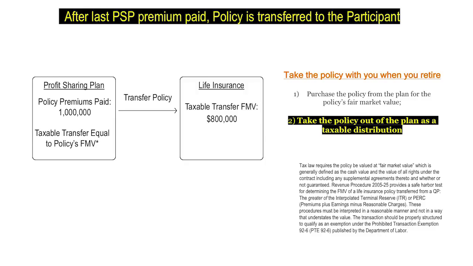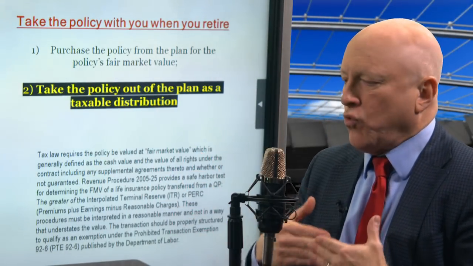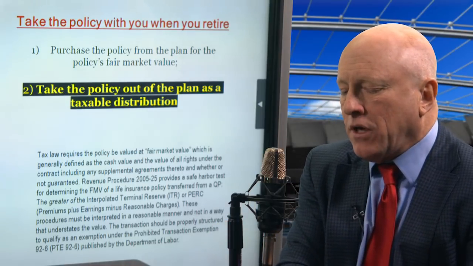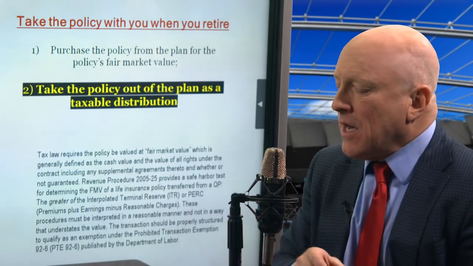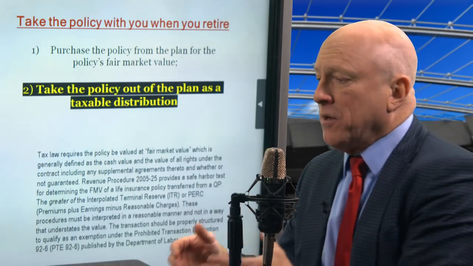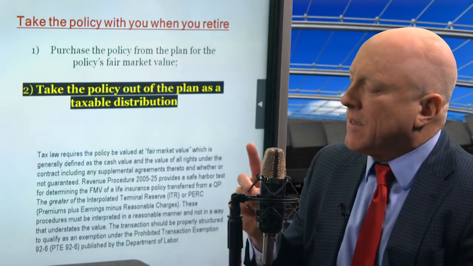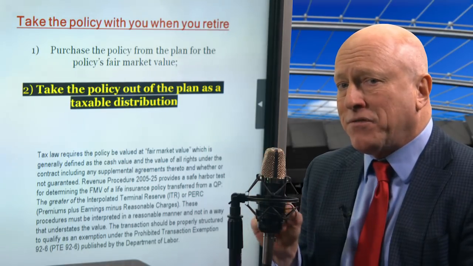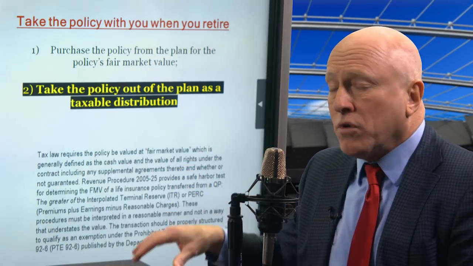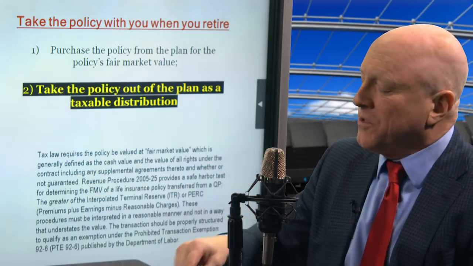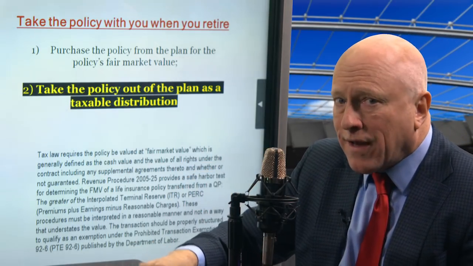Now, there's two ways I can do this. One, I can purchase the policy, which we covered extensively in another series of videos that we did. I can purchase it for its fair market value, but there is one other way I can get the policy out. I can just transfer it out. While it's in there, the owner of the policy is the profit sharing plan. I now just change ownership from the profit sharing plan to me. And when I do that, that will count as a taxable distribution based upon the fair market value, which there's government rules and regulations which will show you what that value is.